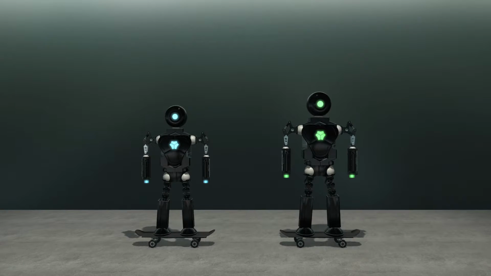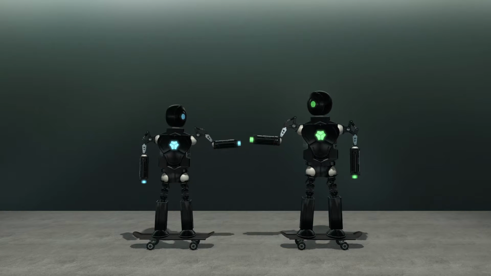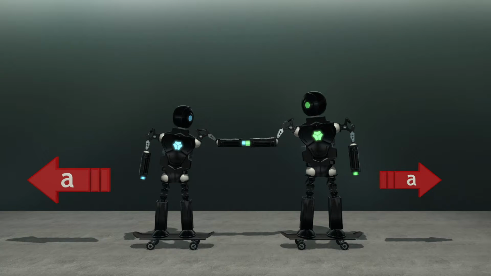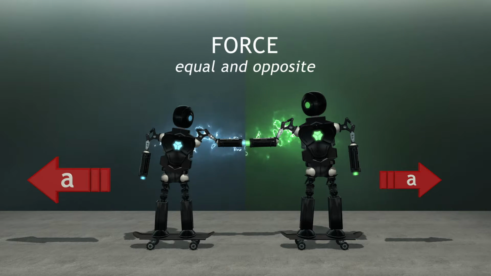Action-reaction force pairs. We can visually see this law in work with two skaters, each with different masses. When the skaters push off from each other, the skaters will accelerate away from each other. Each will have different magnitudes of acceleration, but the force is equal and opposite.